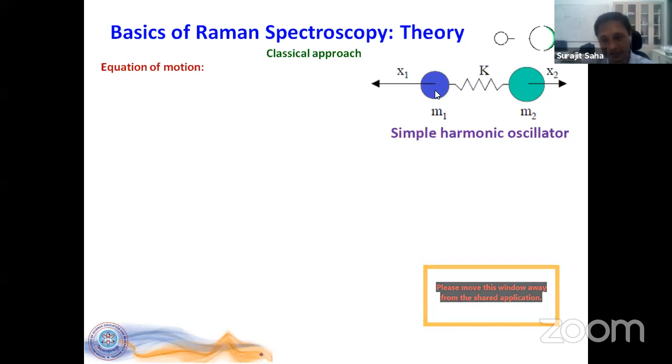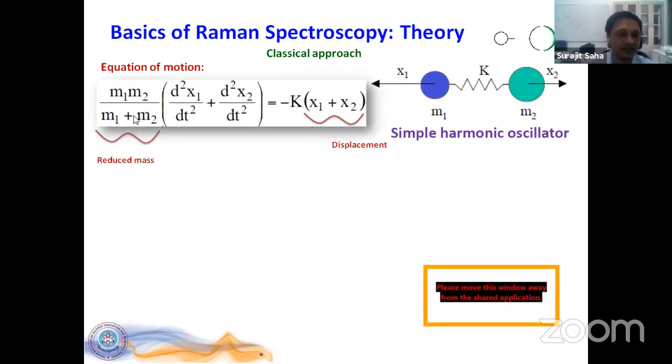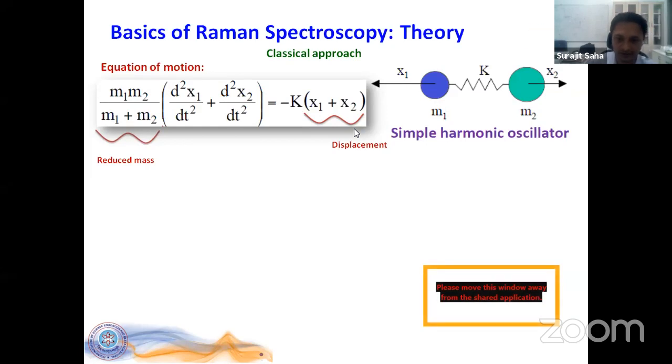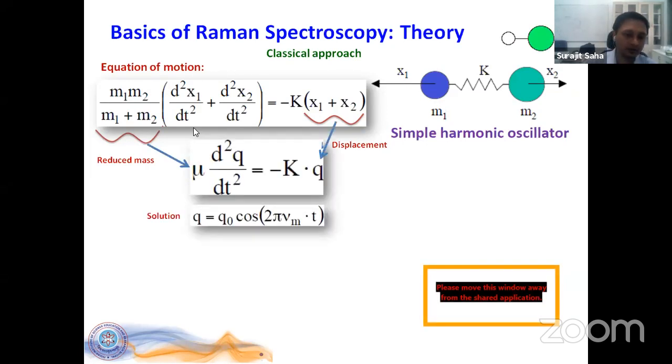And let's also consider the displacement of these atoms, let's say M1 by amount X1, and M2 by amount X2. Now, if we write down the equation of motion for this oscillation, then we have something like this, where this is the corresponding masses, and this is basically the double derivative of the displacements, and this corresponds to the stiffness, and this is the displacement. So this is the equation of motion one would come up with. And here, this particular parameter is the reduced mass, and this is the net displacement of the assembly or the oscillator. Now we can simplify this expression, putting this as mu, which is the reduced mass, and Q as the net displacement. So this is the simple equation of motion.